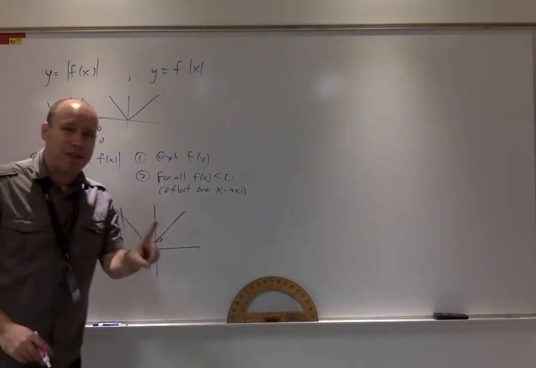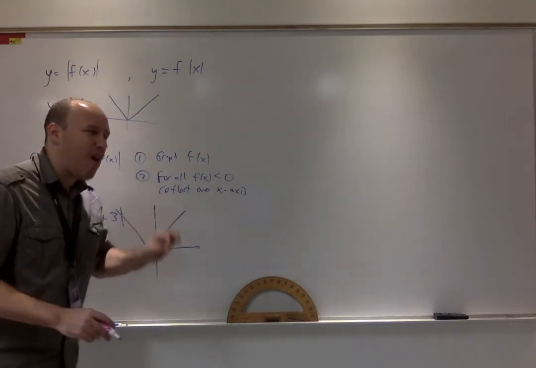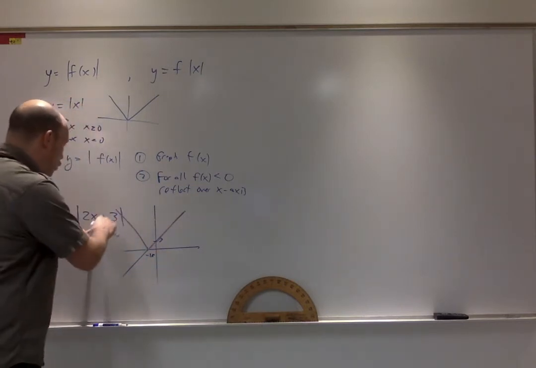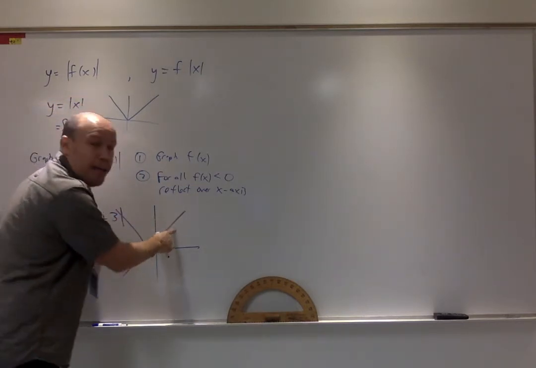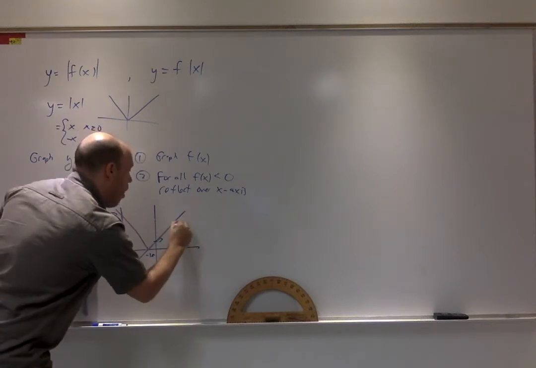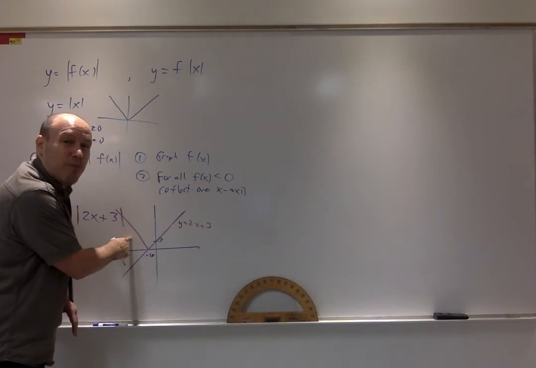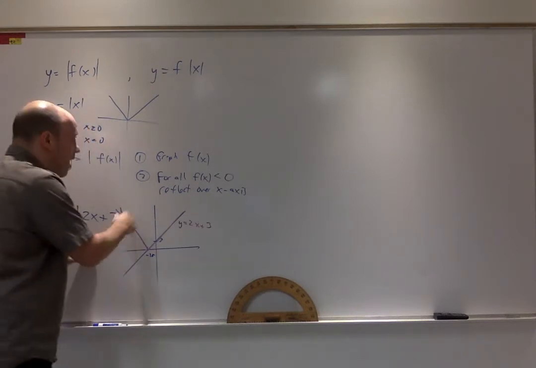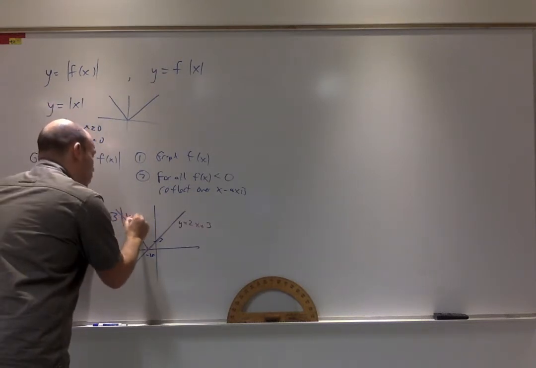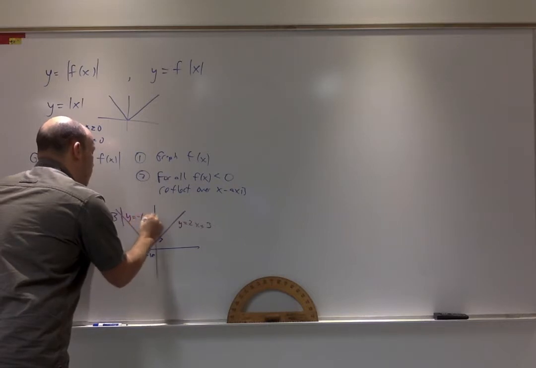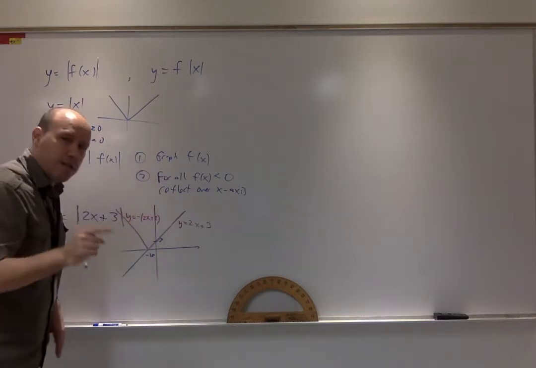Now here's the interesting thing about the absolute value function. The original function was 2x plus 3, so this right branch is still y equals 2x plus 3. But the question is, what is this left branch? Well, technically, this left branch is y equals negative 2x plus 3. We're going to hold on to that for a second.